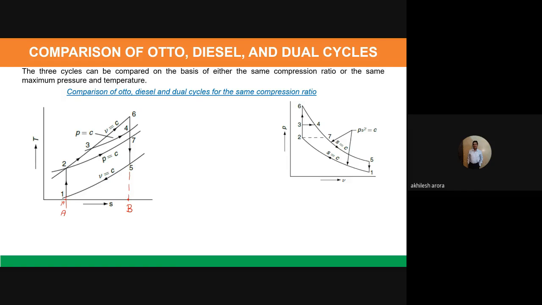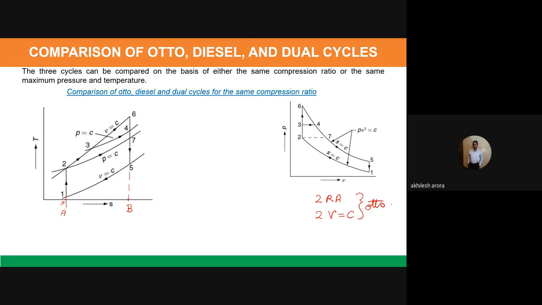For today, our purpose is to compare Otto, diesel, and dual cycles. If I ask you the question, what are the various processes in the Otto cycle? The first one is reversible adiabatic compression, followed by heat supply at constant volume, followed by reversible adiabatic expansion, followed by heat rejection at constant volume. So basically, there are two reversible adiabatic processes and two constant volume processes in the Otto cycle.